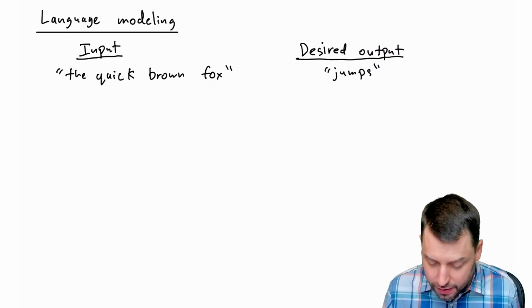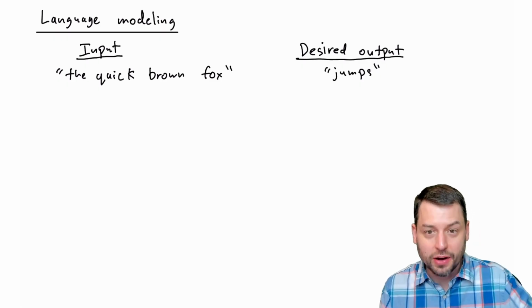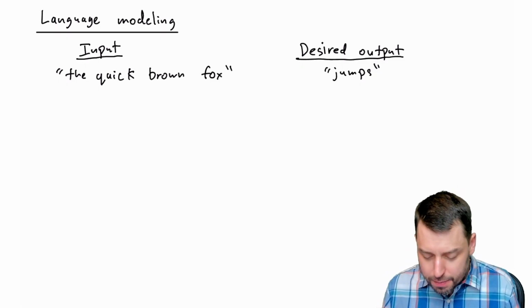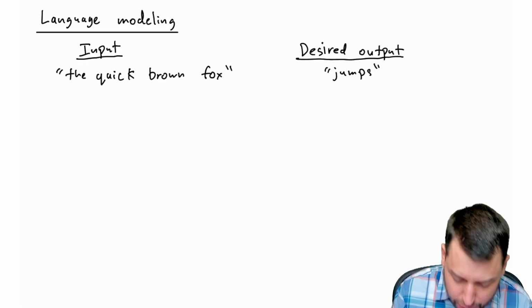Now, that's not the only pair. We actually would have entirely other sentences where we have the initial part of the sentence, and we're going to predict the next output. But also we would have prefixes of the sentence.